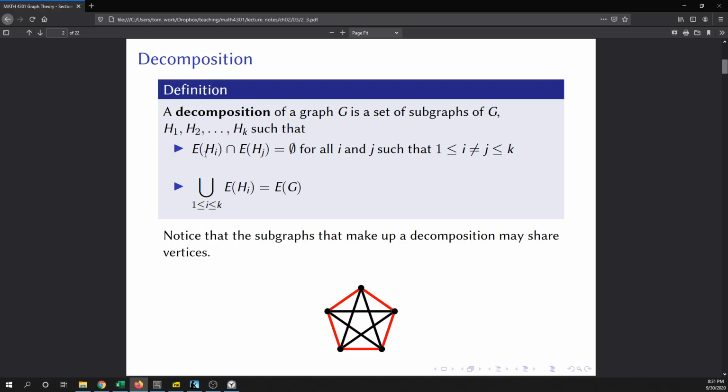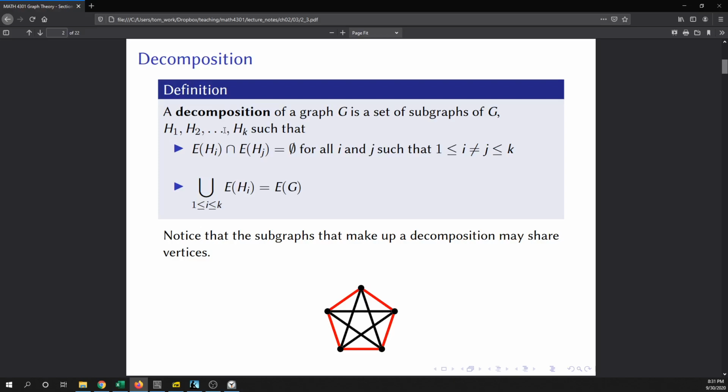So all this is saying is that these subgraphs have no edge in common. So they don't share any edges. H1 and H2 don't have any edges in common. H1 and H sub k, and any of the rest of the graphs in there, have no edges in common.